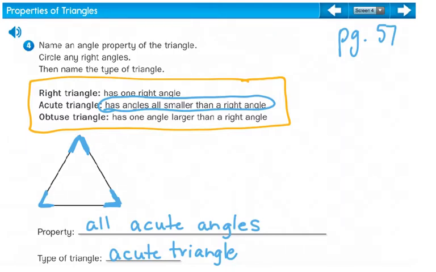Now at the bottom it says, now try your own. Draw a triangle and name a property and that type of triangle. I'll give you just a moment. Go ahead and pause the video and draw and name what type of triangle you have drawn in your math journal.